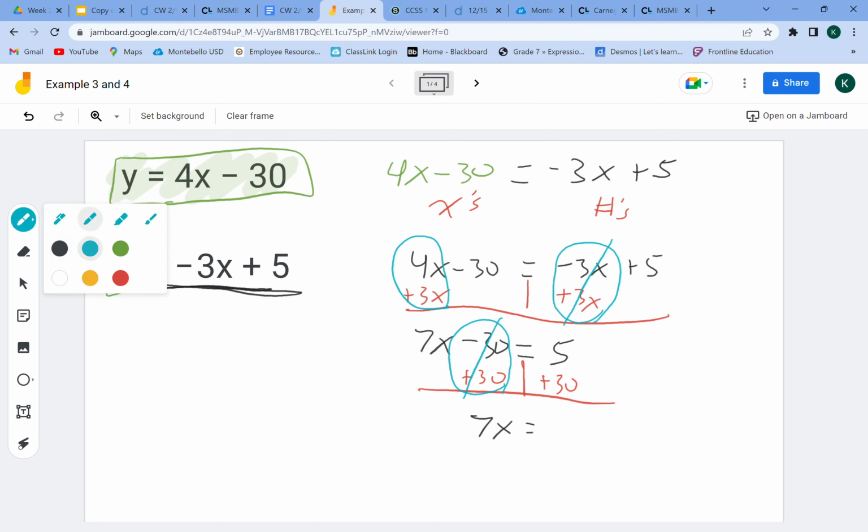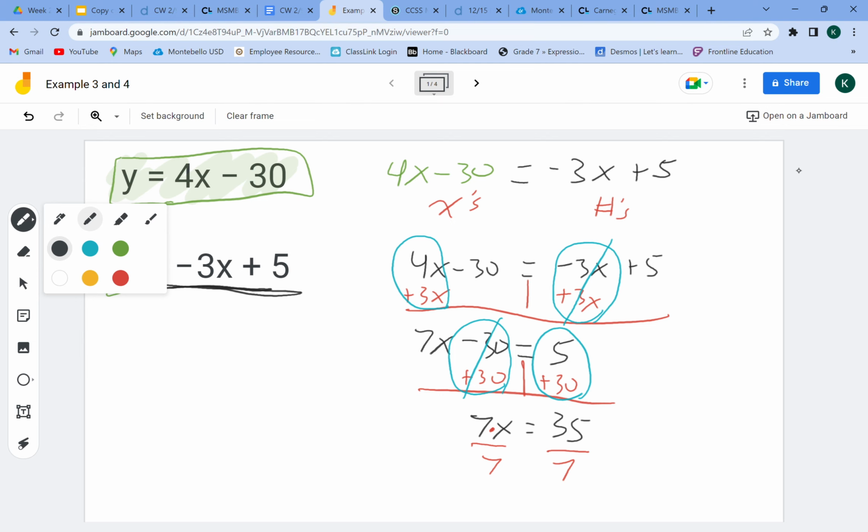And then I go ahead and combine these terms together. So 5 plus 30 gives me 35. Okay? And then our last step, as we discussed many times, right? When they're stuck together, they're multiplying. So the opposite of multiplication is division. So I'm going to divide by a 7 on both sides.